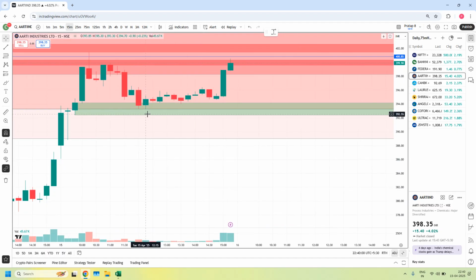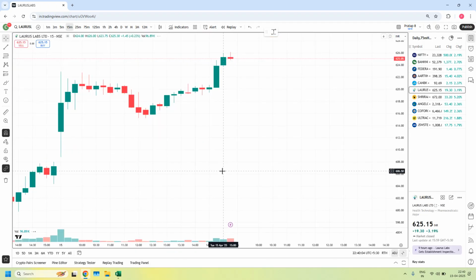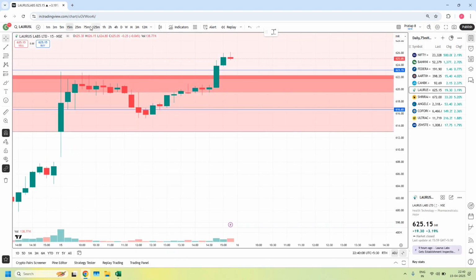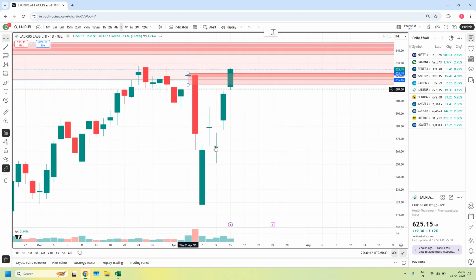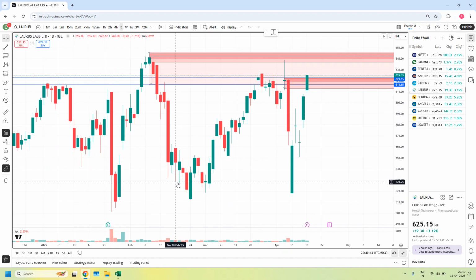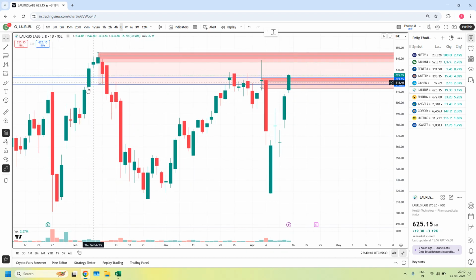Okay, this is about Aarti Industries, and one more trade we got is from Laurus Labs. Laurus Labs is a daily, this is also a daily high liquidity zone. How did our software identify this zone? As a rally candle, 1, 2, 3 base candles and a drop candle. This is how the 75-minute zone is created.